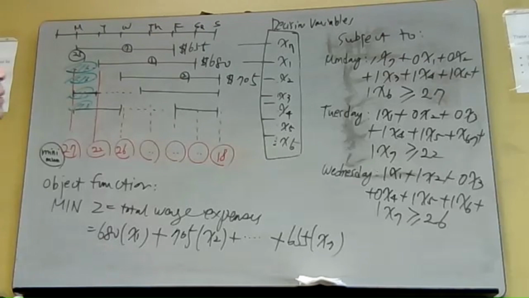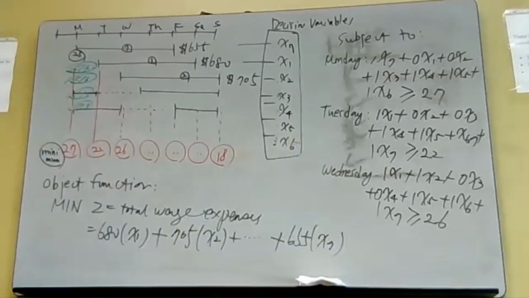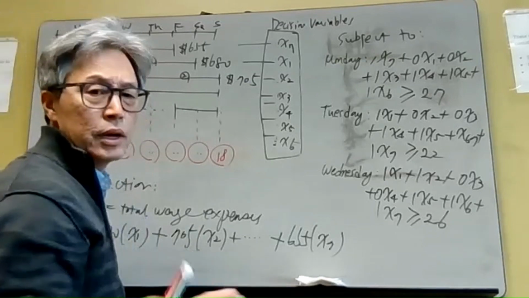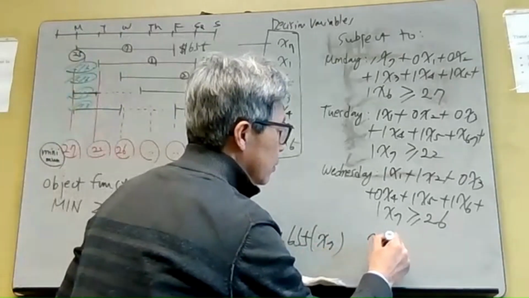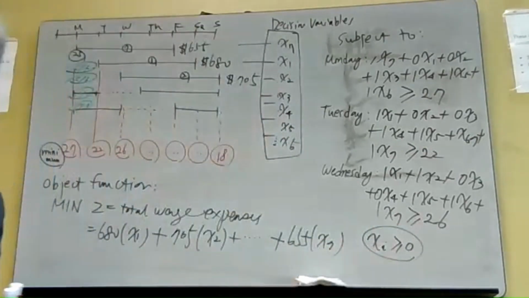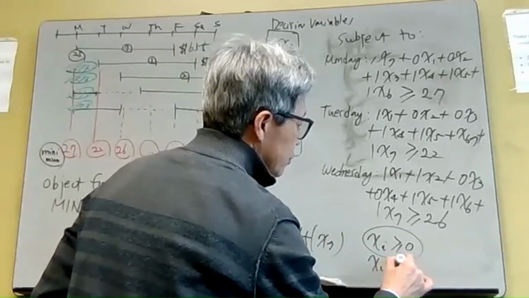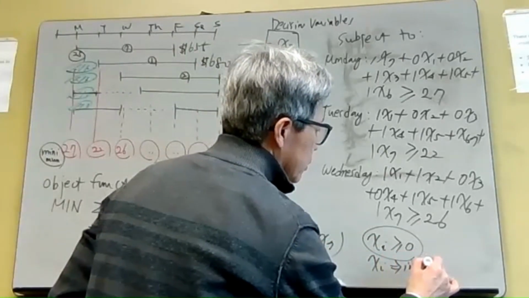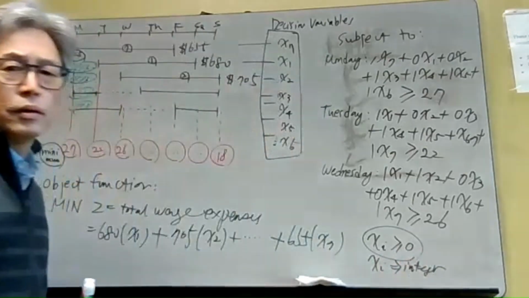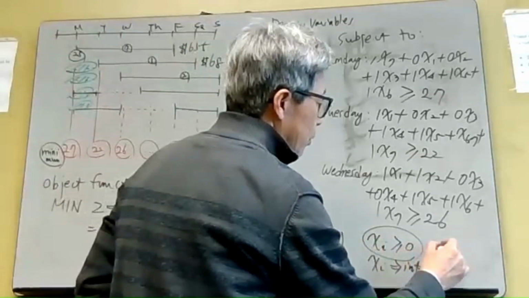So you're gonna do these for Thursday, Friday, Saturday, Sunday. Then we know xi should be greater than or equal to 0, and also xi should be integer, for all i.